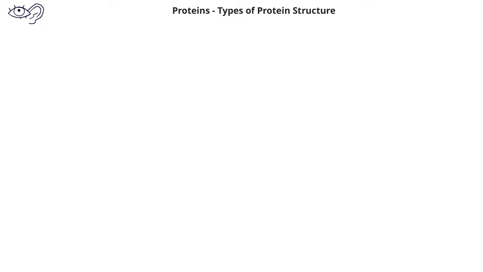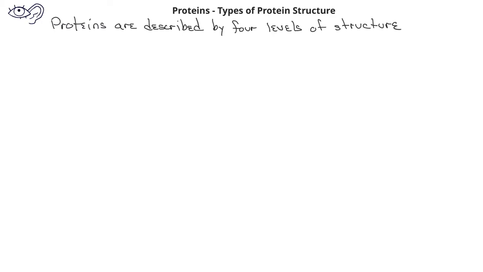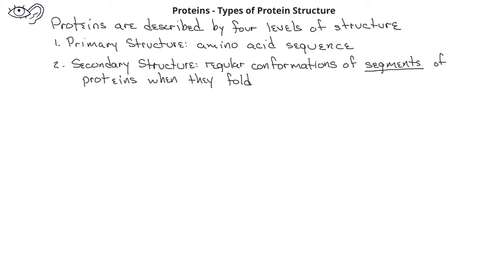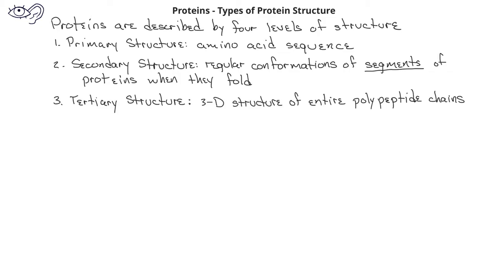Proteins can be described by 4 different levels of structure. Primary structure is the exact sequence of amino acid units. Secondary structure is the regular conformations of segments of proteins when they fold. Tertiary structure is a three-dimensional structure of entire polypeptide chains.